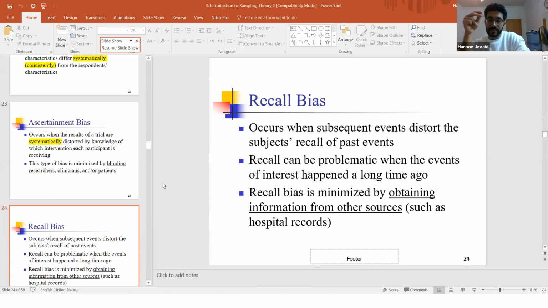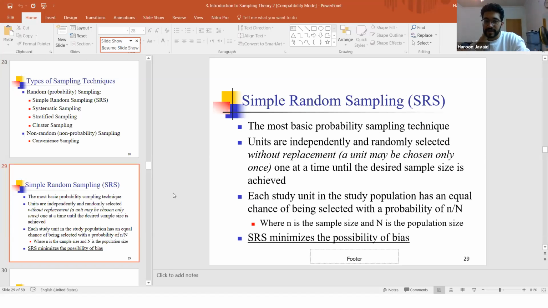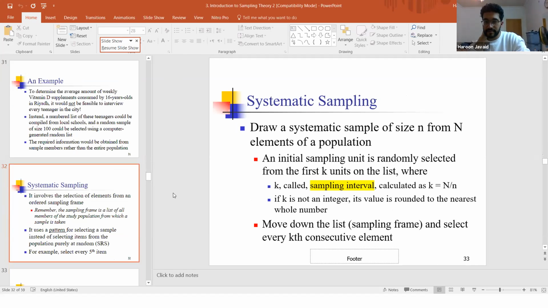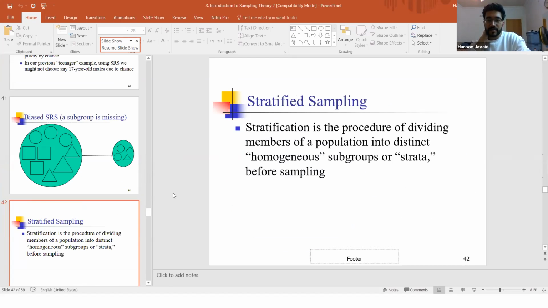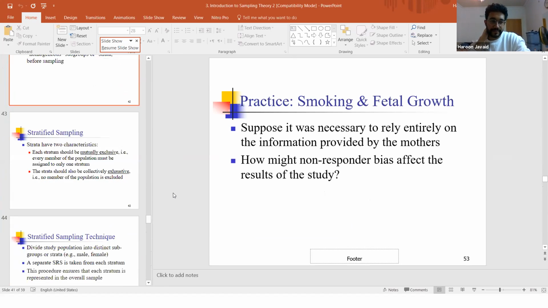And then you need to know types of sampling techniques. There are 4 types of random sampling techniques, and there's only one type of non-random sampling technique covered here. You need to know what that is, basically have an idea about this, and they may give you examples and ask you what type of sampling this is, okay? That's literally it.